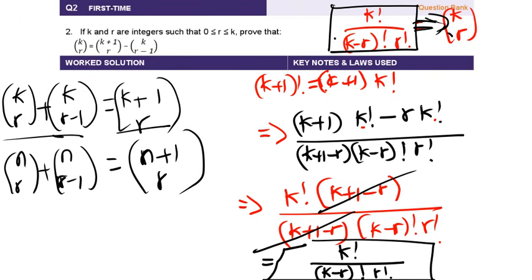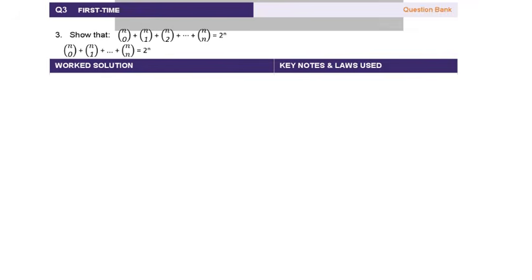Okay? Now, this question 2, we also have question 3 that is also talking about identities. Question 3 is simple because it's telling us to show that n choose 0 plus n choose 1 plus n choose 2 plus, we keep on going, up to n choose n is equal to 2 to the power n. If you look at this question carefully, you realize that this 2 to the power n is the same as if we put this in the form of (1 plus 1) raised to the power n.